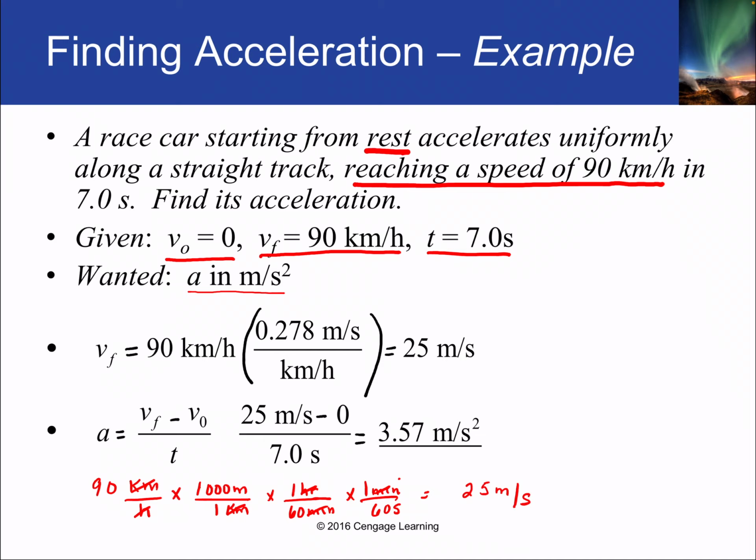I like to do it in this long way because I see my units canceling and I know what's going on. So we come back up to our formula and we see acceleration is final minus initial velocity divided by time. So we have 25 meters per second minus 0 divided by 7 seconds, which gives us an answer of 3.57 meters per second squared.